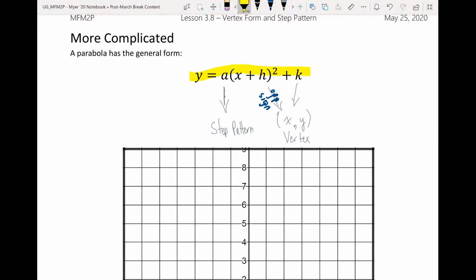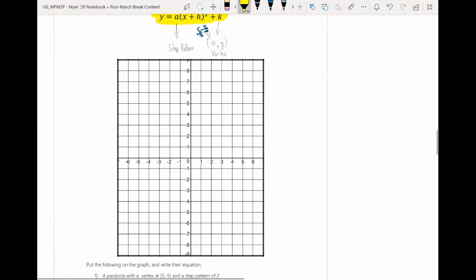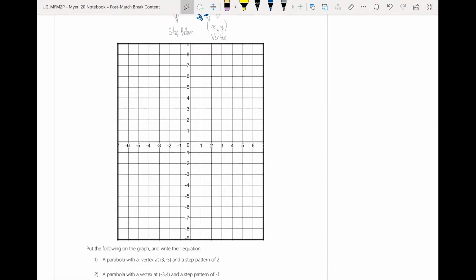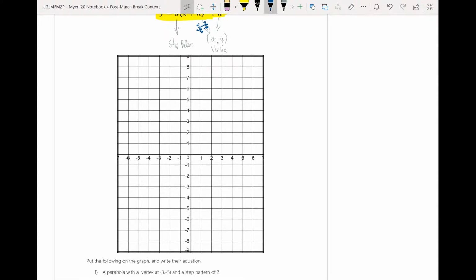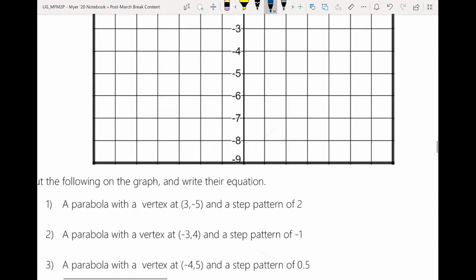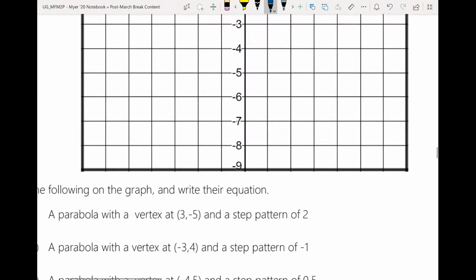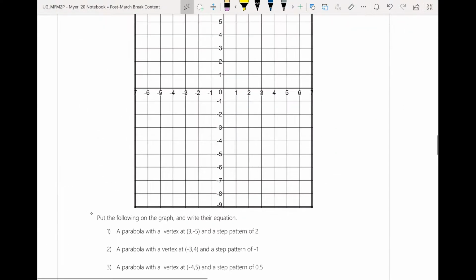Now let's look at some equations just below this. All right, if we have a parabola with a vertex of 3 and -5 and a step pattern of 2, put that on there and write the equation. We already know how to put it on, so let's put it on right quickly. The vertex is at 3, -5, and a step pattern 2. So 3, -5 is right there, and a step pattern of 2 means we go over 1, up 2. Over 1, up 2.